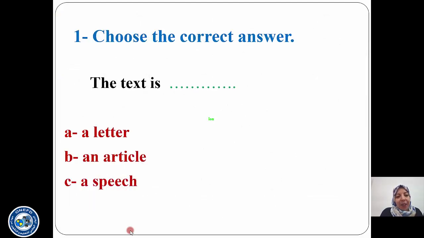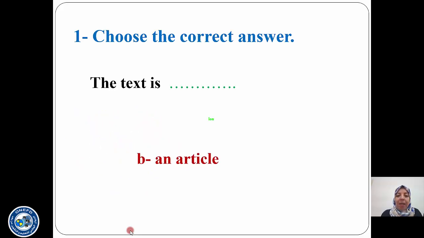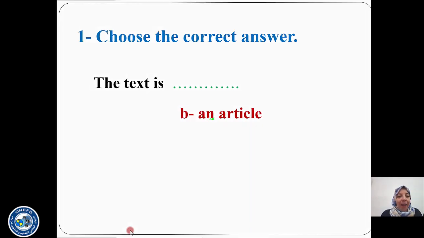The first activity here is about the type of the text. Is the text a letter? Is it an article? Or is it a speech? Something that can help you here is the source or the reference of the text. Of course, the text is an article. Okay, activity 2.